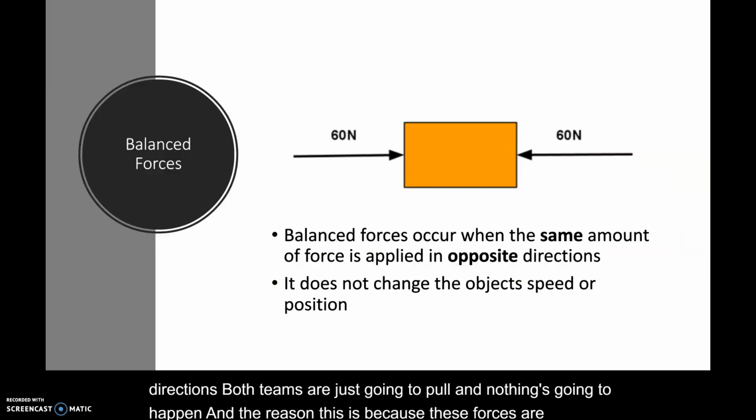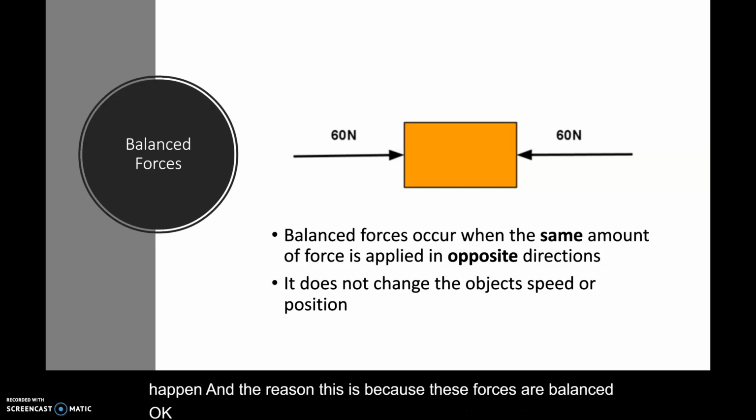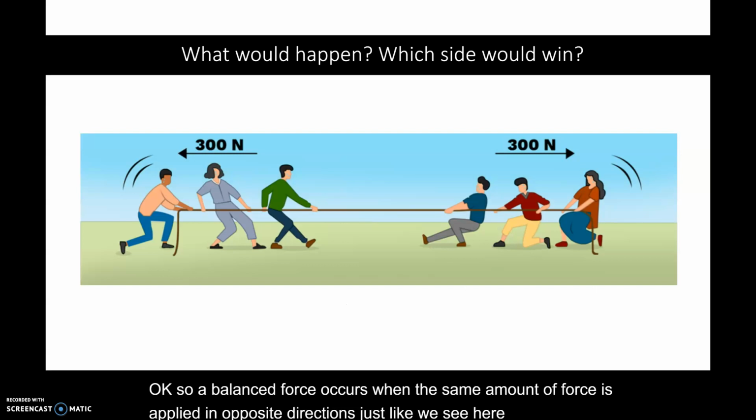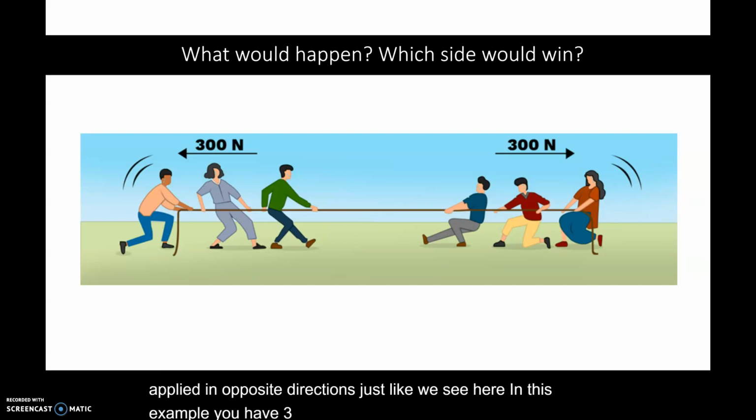Okay? So a balanced force occurs when the same amount of force is applied in opposite directions, just like we see here in this example. You have 300 newtons of force pulling to the left and 300 newtons of force pulling to the right.